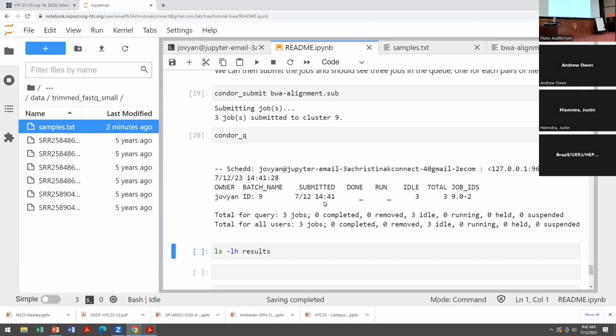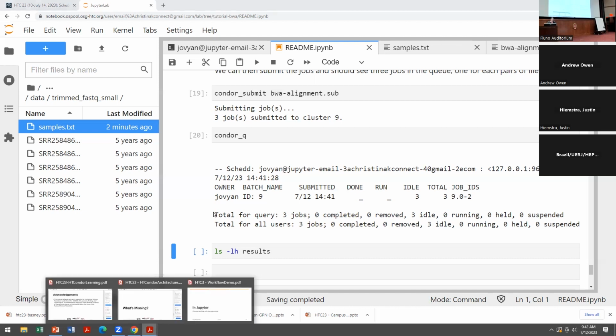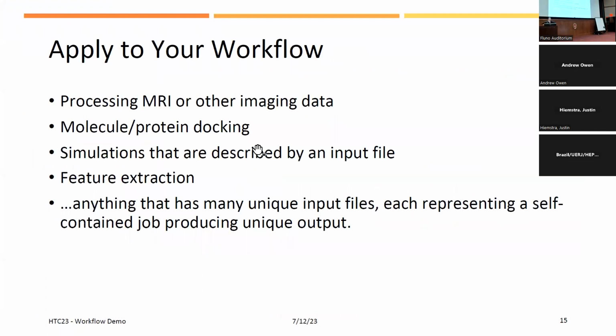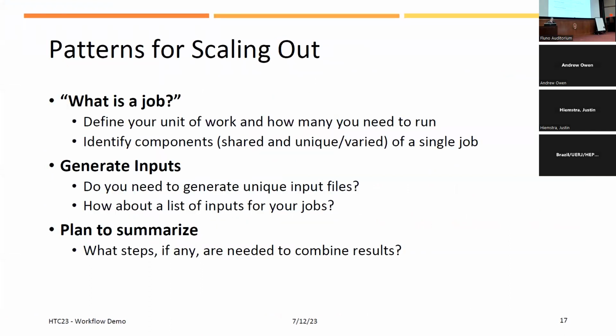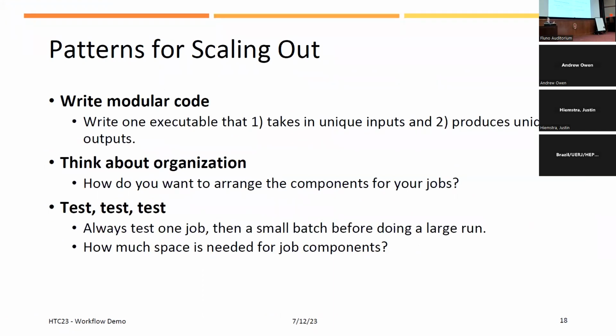So that, I believe, is all. If you go through the slides attached to this presentation, basically what I just said is expressed in slide form, of when you're ready to scale out, these are some of the steps that are useful to think about. What is a job? What are your inputs? How are you going to generate a list of them? How are you going to summarize your results? You generate a bunch of different results. How can you make your code modular in the way that I just did? How do you want to organize things?